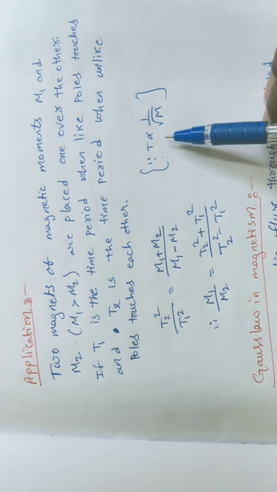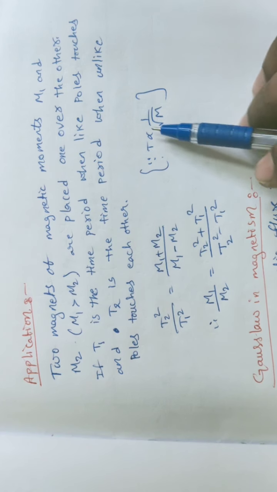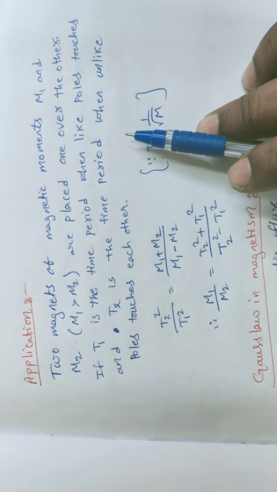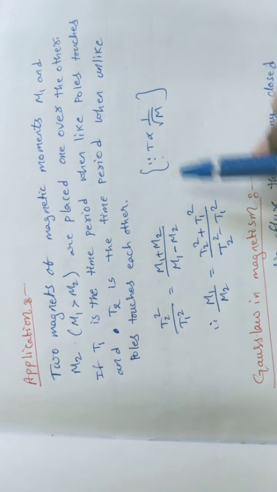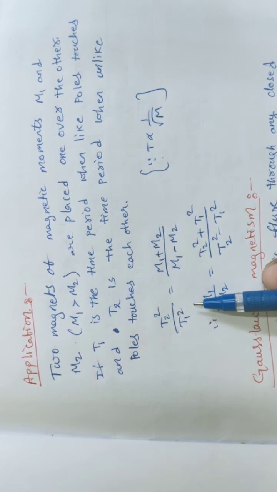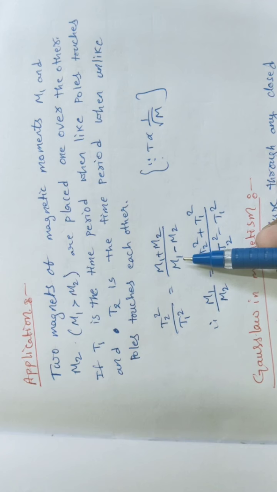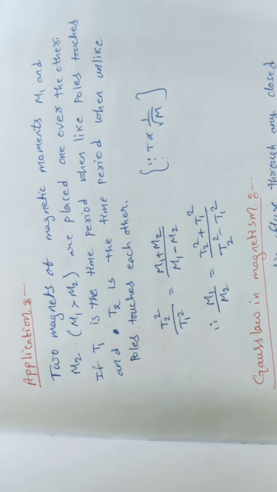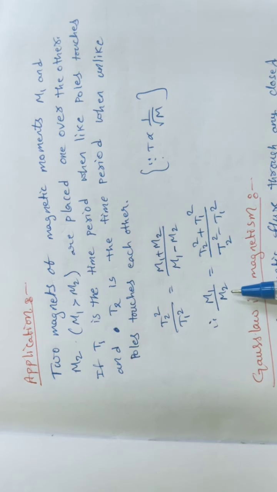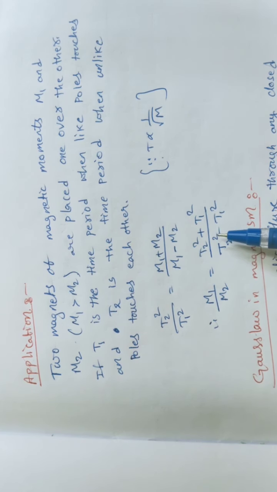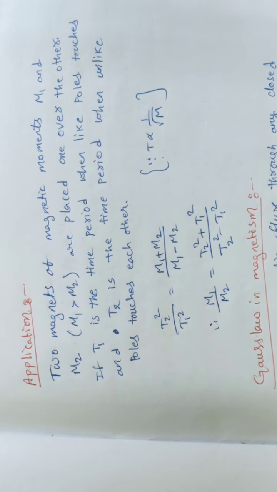The reason is that T is inversely proportional to 1/√M. So T2²/T1² = (M1 + M2)/(M1 − M2). This is one fundamental formula. In another way, it can also be represented as M1/M2 = (T2² + T1²)/(T2² − T1²). We use these formulas for solving objective problems.